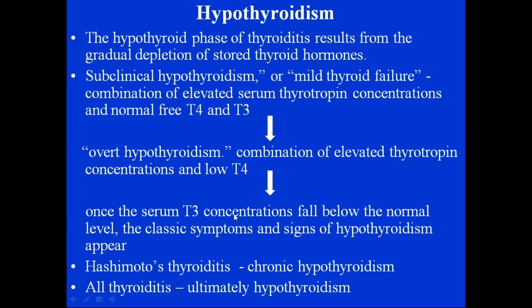Once the serum T3 concentration falls below the normal level, the classical symptoms and signs of hypothyroidism occur. Once the T3 levels decrease, the patient will have hypothyroidism. So all thyroiditis will ultimately become hypothyroid. Initially, thyroiditis patients may show hyperthyroidism features, but ultimately everyone will have hypothyroidism, because there is acute inflammation, the TSH will gradually increase, and the T3 and T4 will gradually decrease.